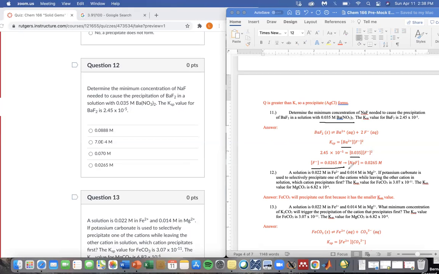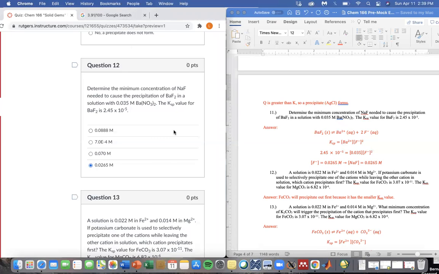In order to convert that to NaF, it's actually pretty simple, because for every 1 mole of NaF, there's 1 mole of F minus. So it's going to be the exact same concentration of NaF that you need. You'd need 0.0265 molar of NaF to cause precipitation. Are there any questions about that one?